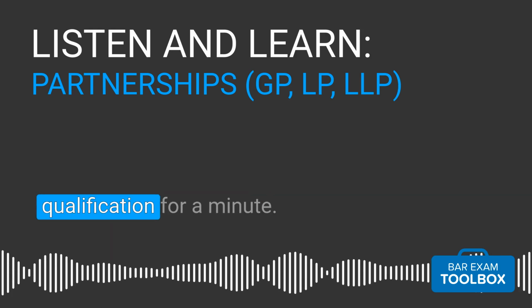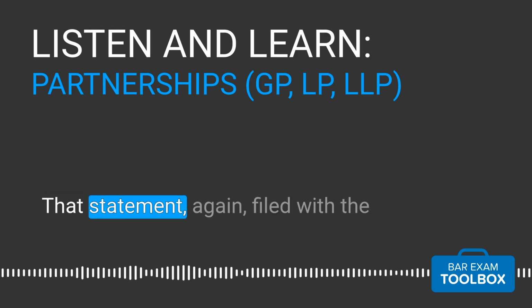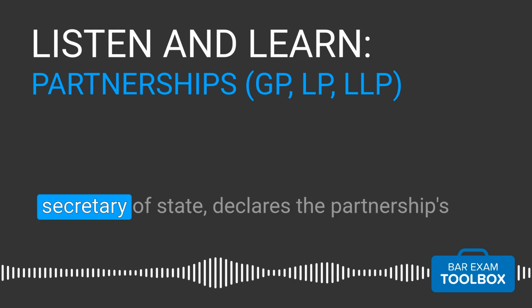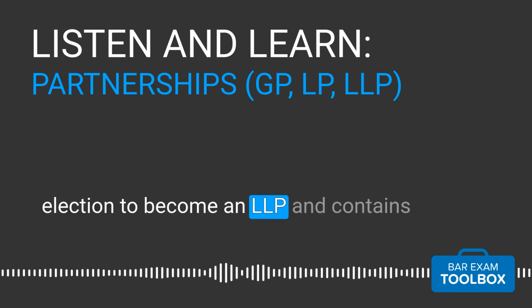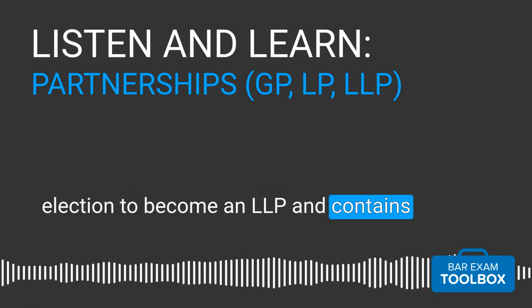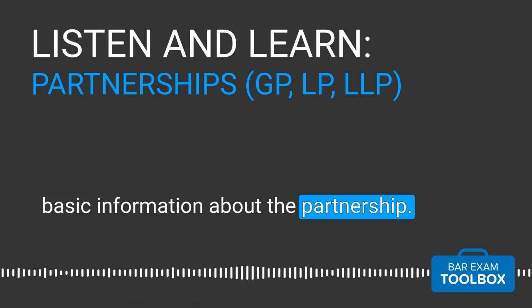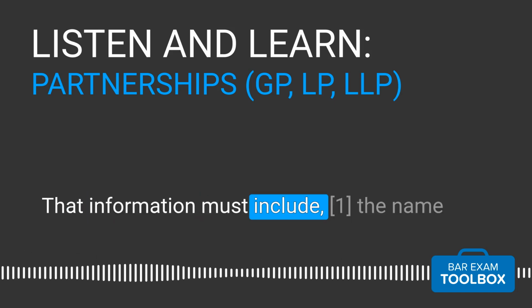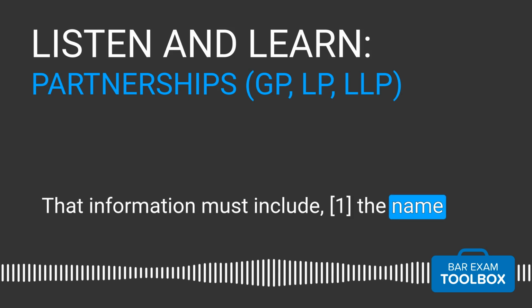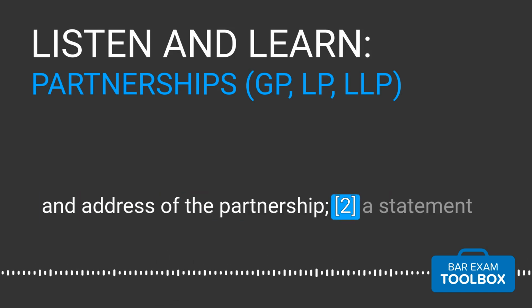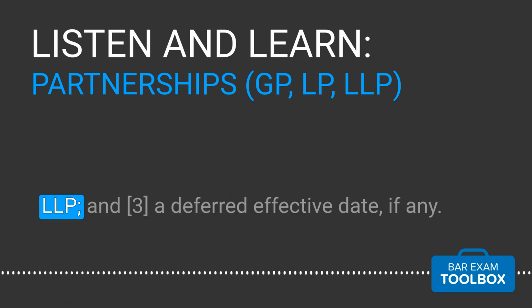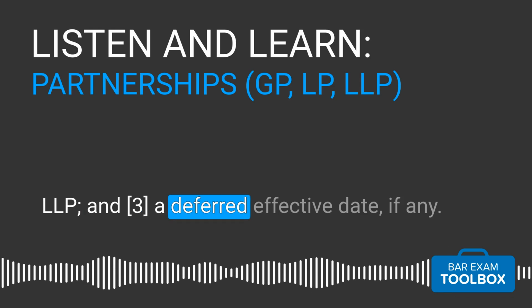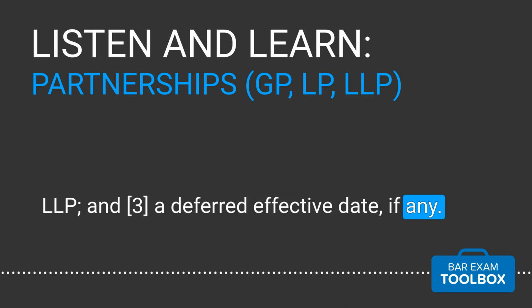Back to the statement of qualification for a minute. That statement, again, filed with the Secretary of State, declares the partnership's election to become an LLP and contains basic information about the partnership. That information must include 1, the name and address of the partnership, 2, a statement that the partnership elects to become an LLP, and 3, a deferred effective date, if any.